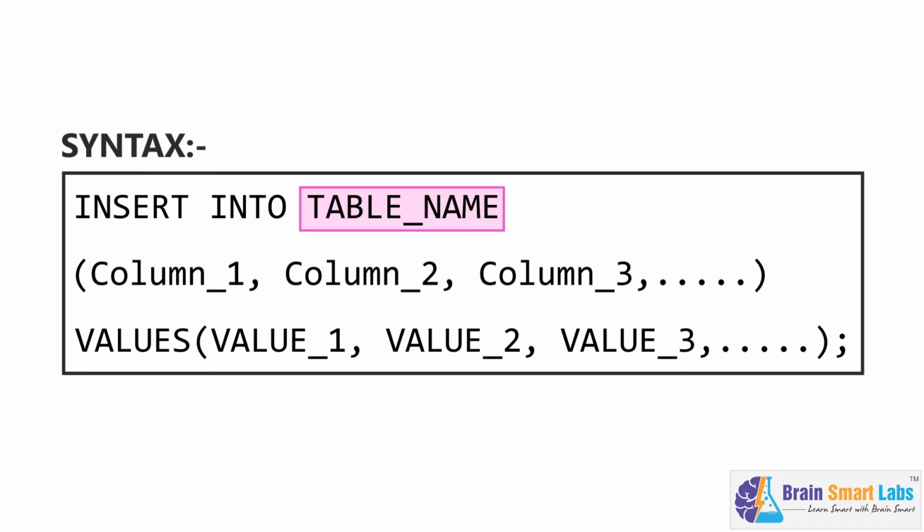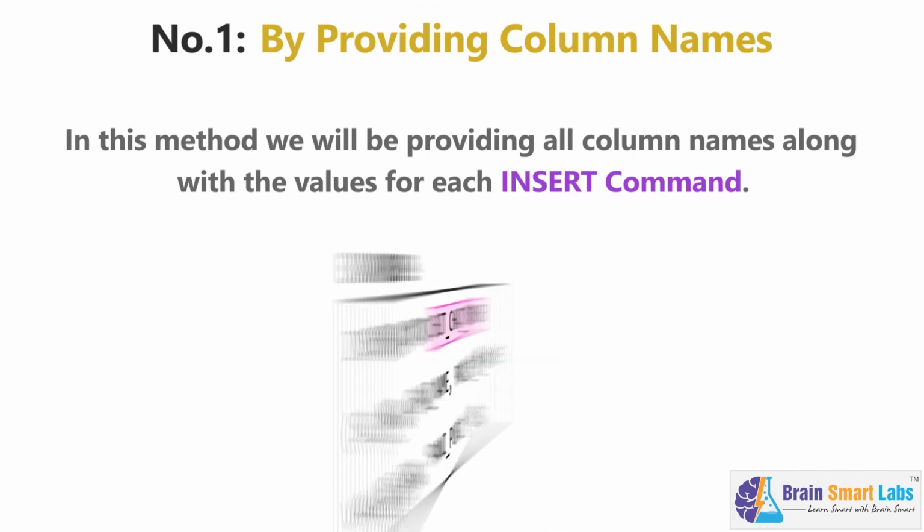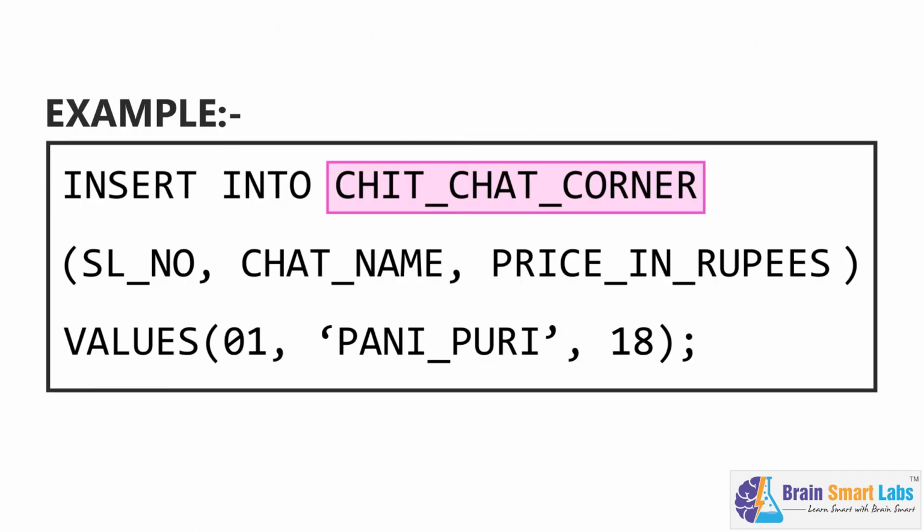Please note, while using this syntax, make sure the above column order matches with the below values in order. If the values given below do not match with the order of the above column names, please remember you will get a strong SQL error if you run that code. If you are asking me to give an example for the same, here is a small illustration for you. Insert into chitchat corner where serial number matches with the value 01, chat name matches with the value 'Pani Puri' in single quotes, and price in rupees matches with the numerical value 18, as you can see over here.